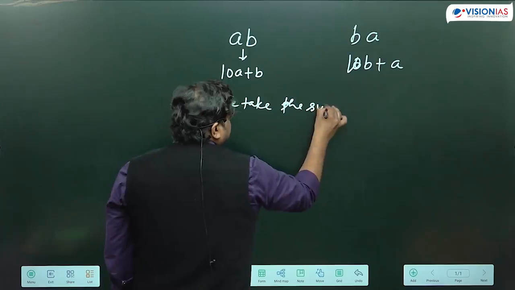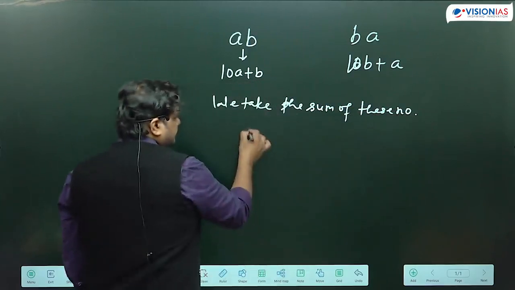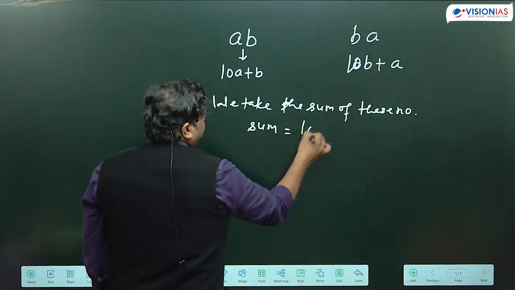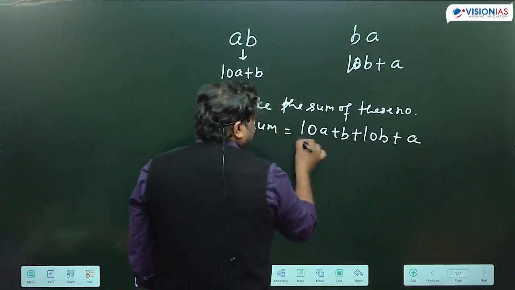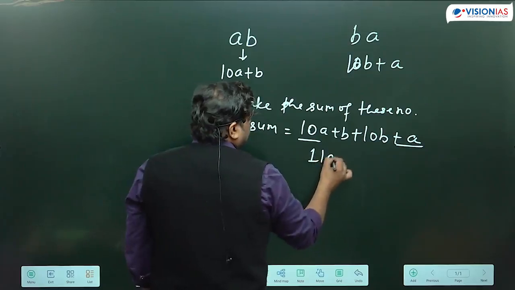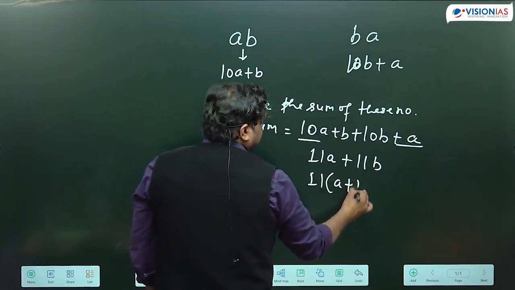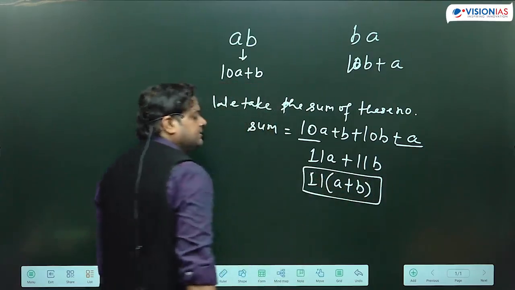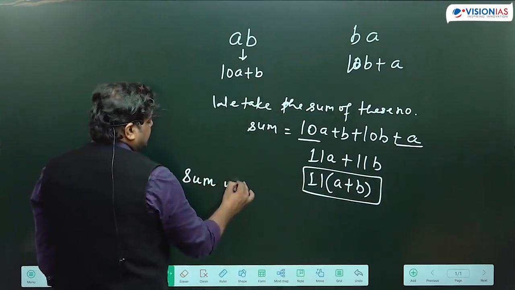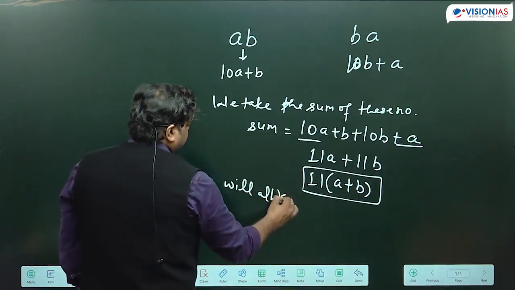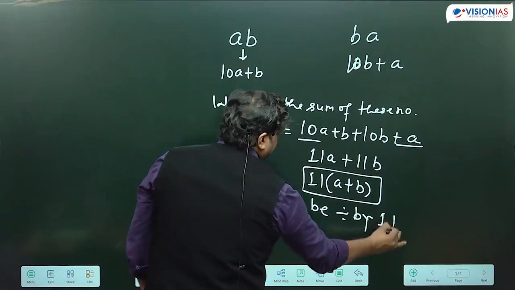If we take the sum of these numbers, then the sum will be 10A plus B plus 10B plus A. What we are getting? 11A plus 11B, or 11 (A plus B). That means this sum will always be divisible by 11.